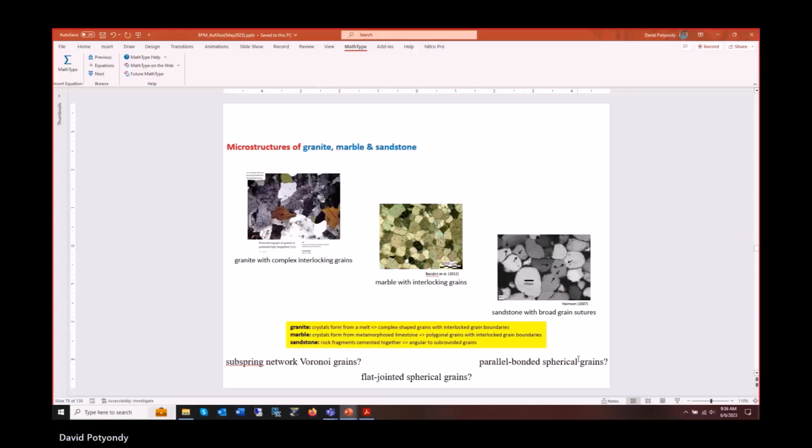So here's ideas, right? If I had to do this now, a granite, well, I'd use probably that subspring network Voronoi system that I just really quickly flashed at you. Marble, maybe flat jointed spherical grains would be sufficient for that. This thing, this is potentially better. Maybe parallel bonded system is sufficient because we can control the radius, for example, of the cement in here, stuff like that. Maybe that's sufficient. All right.